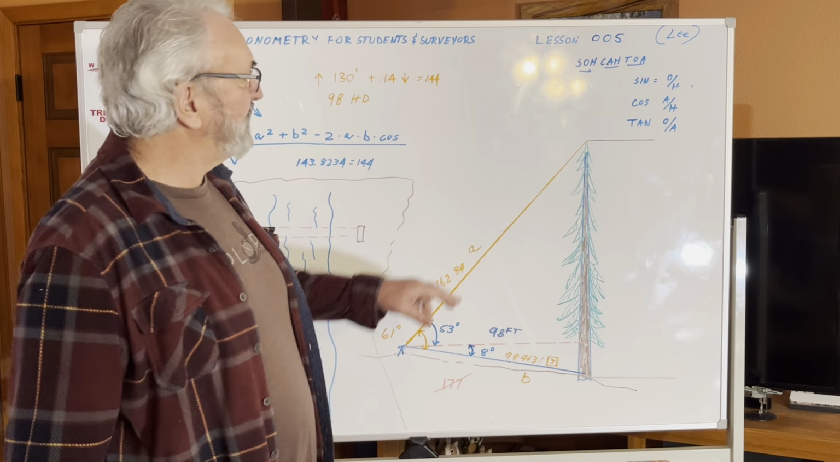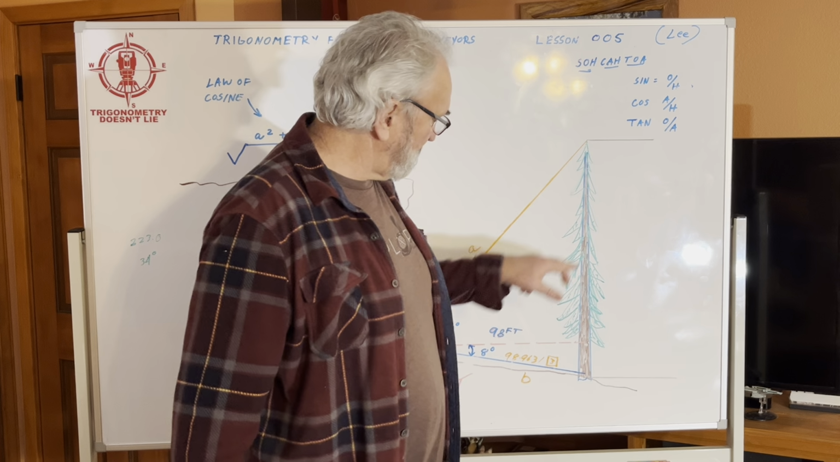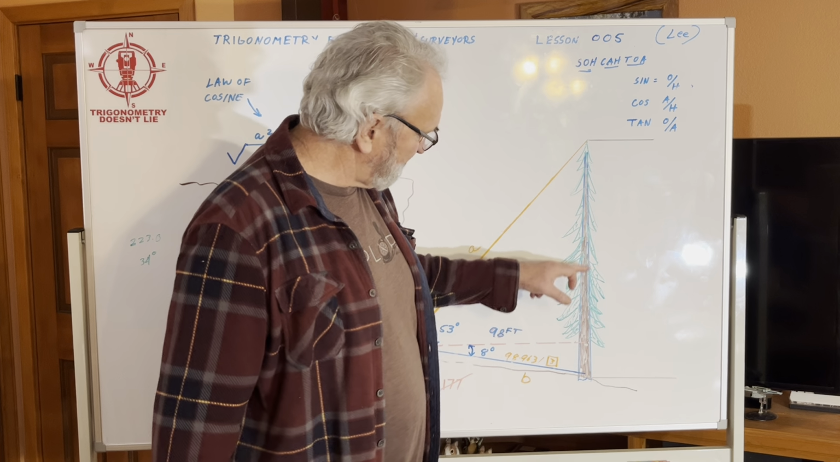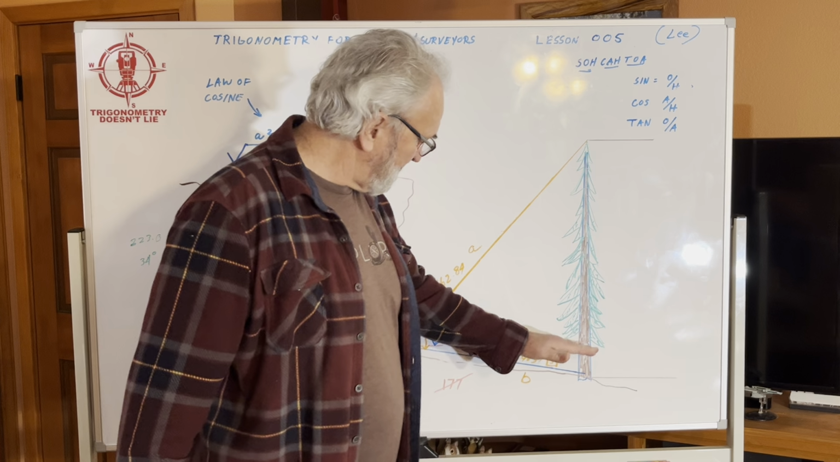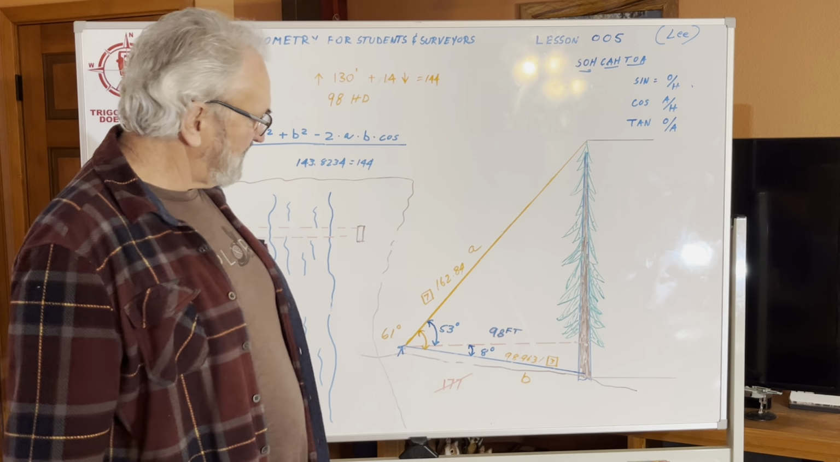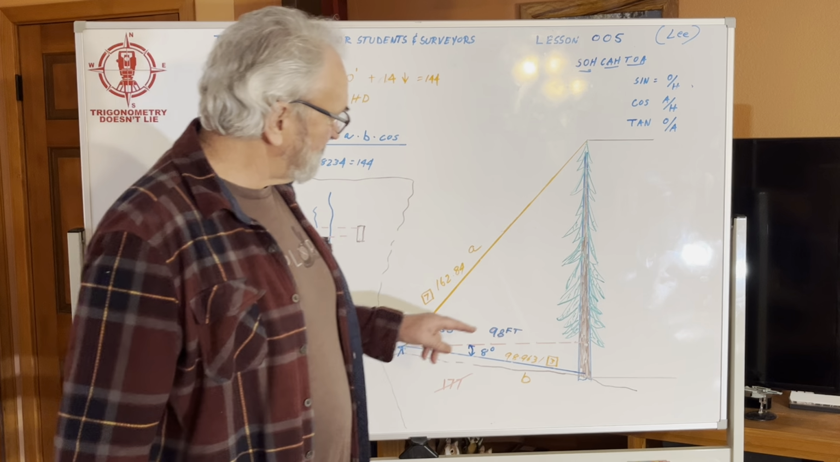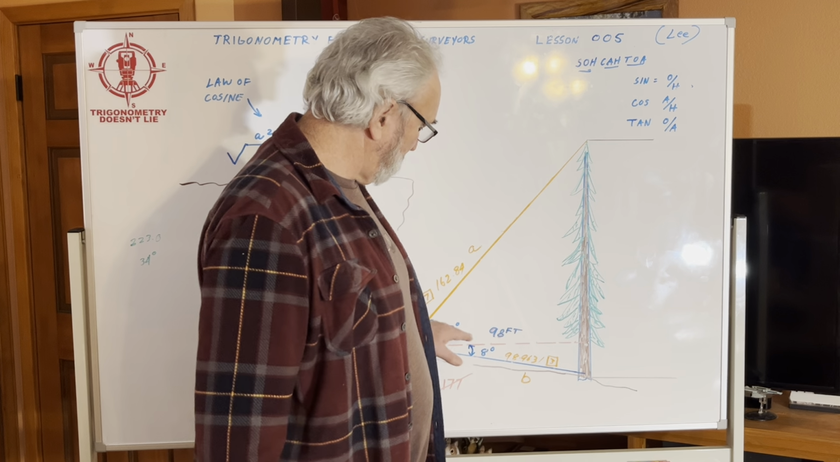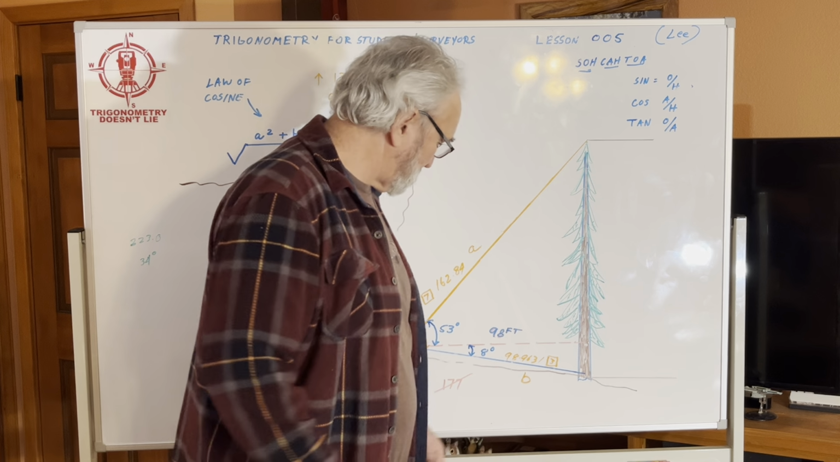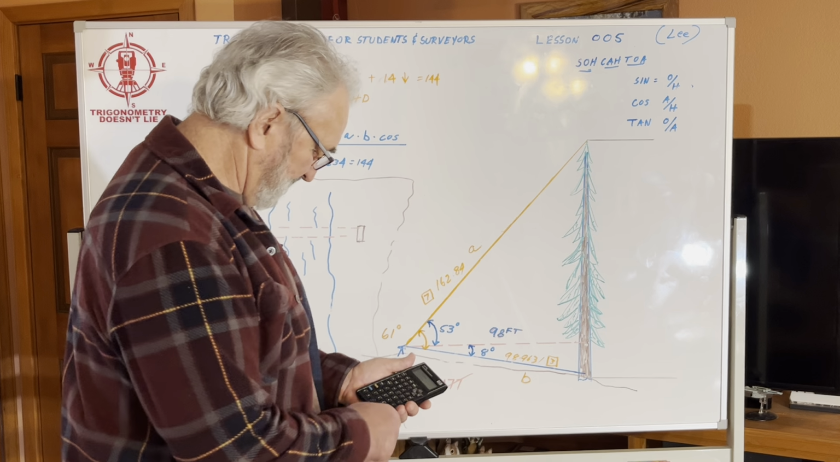So remember, tangent is the opposite over the adjacent. So we're looking for the opposite. This is the opposite. We have the adjacent. All right. So since we don't have the distance, but we do have the angle, we can get the distance. So we're going to put in 53.